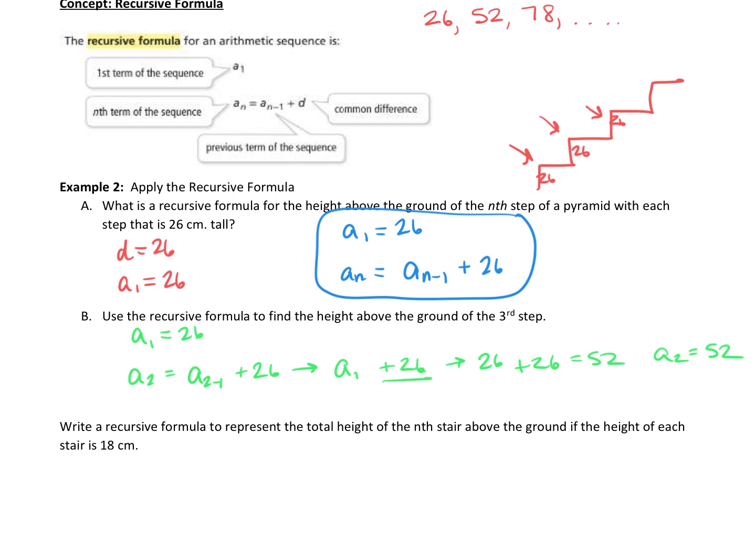To get a sub 3, you take a sub 3 minus 1 plus 26. I'm just going back to this rule right here. Now, what is a sub 3 minus 1? Well, that's a sub 2 plus 26. And what that means is you take the second term. Well, we just figured out the second term is 52. And you add 26 to it. And we get 78. So a sub 3, when we follow the rule, lands us at 78.